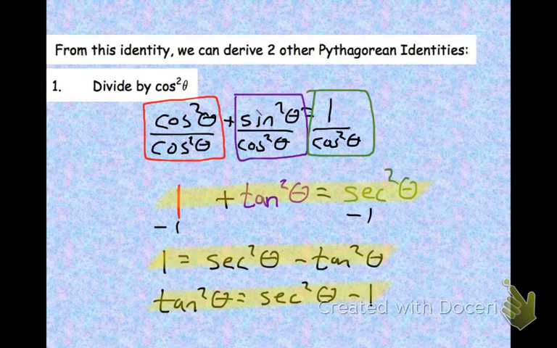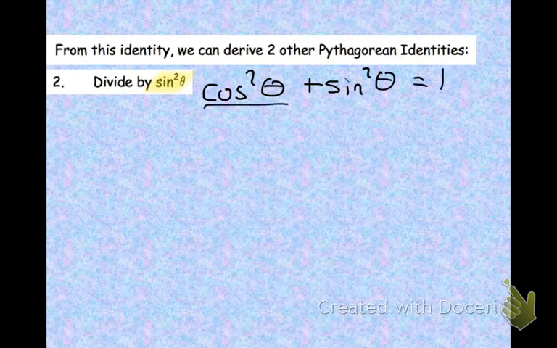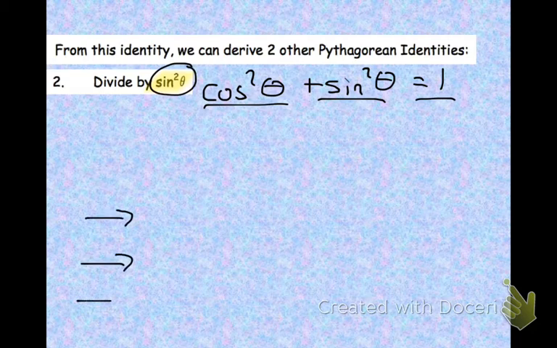What I would like you to do now, and we will go over this in class, is go through and do the same thing, but instead of dividing by cosine, I want you to divide by sine. So you're going to take cos squared theta plus sine squared theta equals 1, and divide each piece here by sine squared. You should end up with 3 other identities: you'll get your original, and you'll do subtraction to get those other 2. We will go over that in class, but I'd like you to give it a try. I am going to walk around and check it tomorrow. If you don't have it done, we're going to have a problem. So give it a try. I understand you might make a mistake. That's fine, but you need to try it.